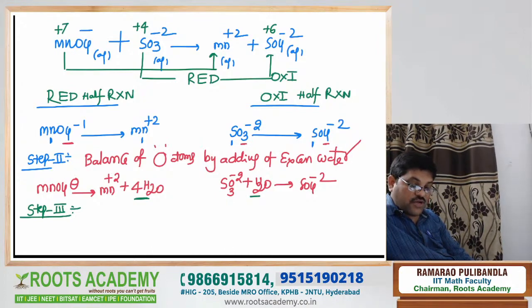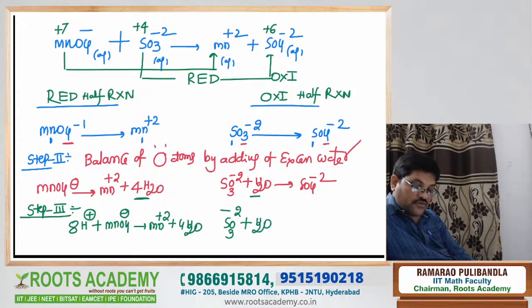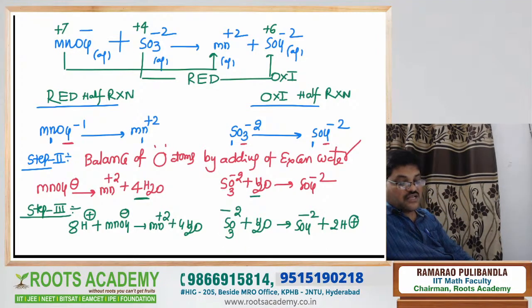Here 2 are there. Here 0 hydrogens, here 0 hydrogens. That's why 4 2s are 8 now. 8 H plus ions add here: 8H plus plus MnO4 minus gives rise to Mn plus 2 plus 4H2O. Understood? Here you write SO3 minus 2 plus H2O gives rise to SO4 minus 2 plus 2H plus ions you write, because there are 2 hydrogens now. Like that, now balancing of charges.